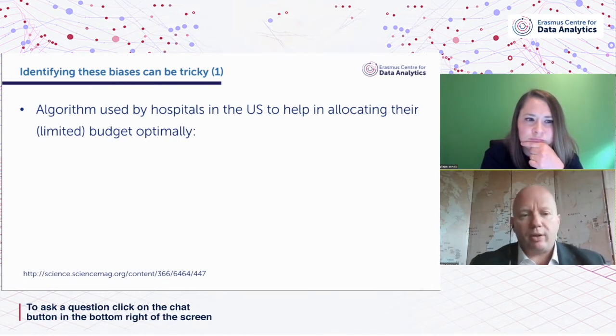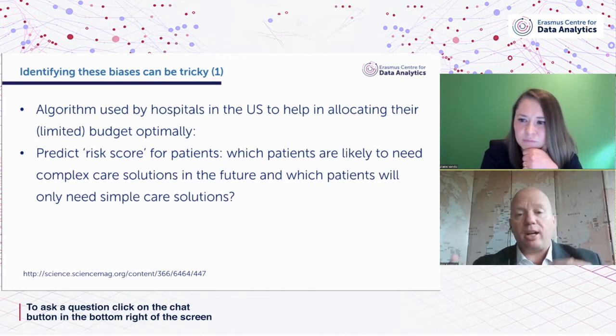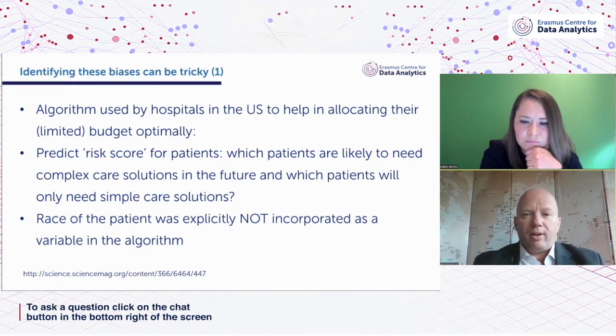And this was an algorithm that seemed fairly uncontroversial, or at least a standard application, which hospitals use to allocate their limited budget, and they would use an algorithm to predict a risk score for patients. In other words, which patients are likely to need complex care and which are likely to need simple care. Now, like in the Apple Card situation that Iuliana described, they were very careful to not include race in the algorithm because it's illegal to discriminate care based on race.